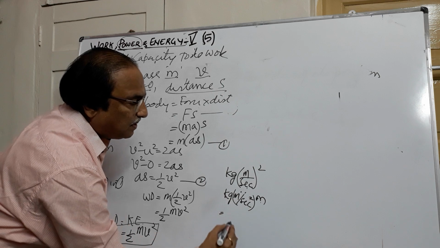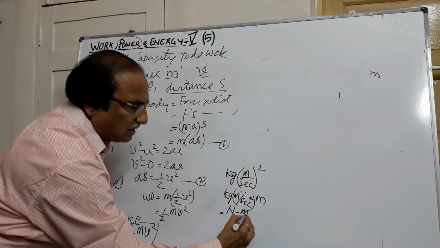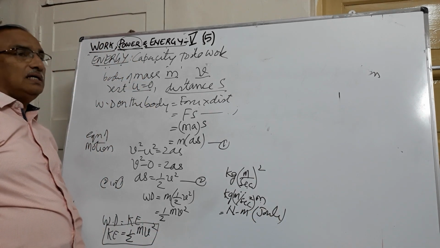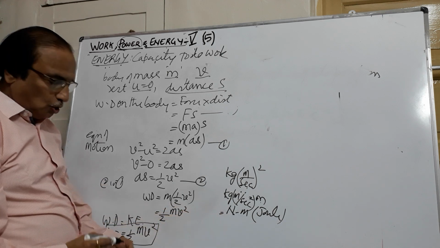So kg meter per second square is nothing but Newton, and this is meter. So this is nothing but joule. So the unit of energy is same as the unit of work done, which is Newton meter or joule.